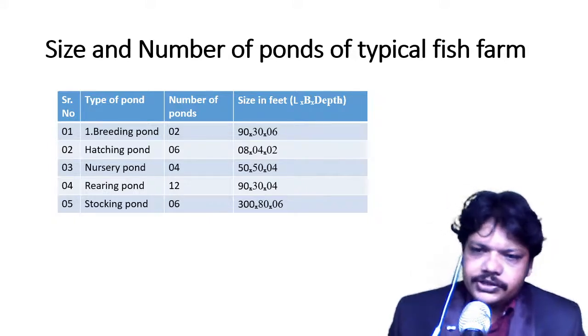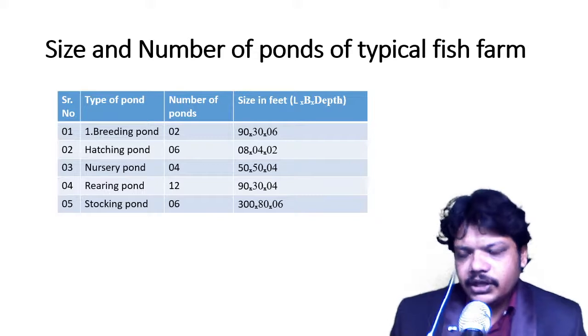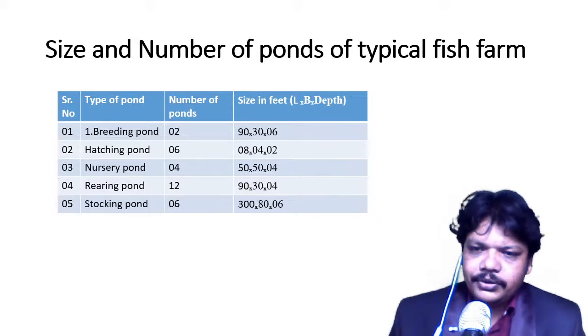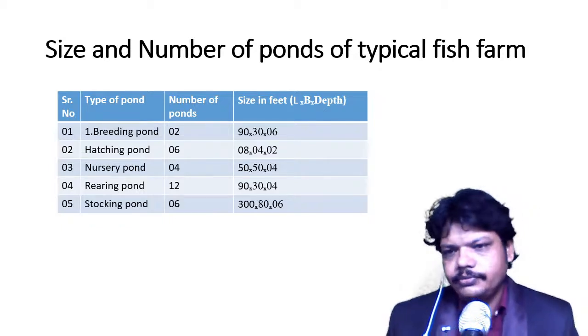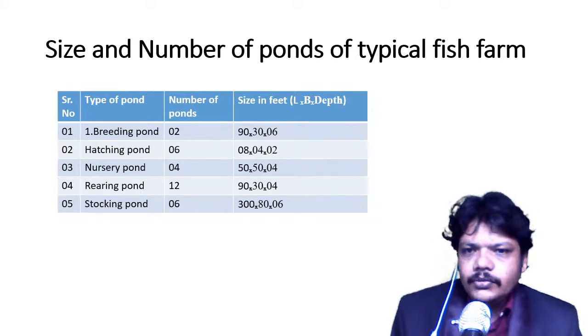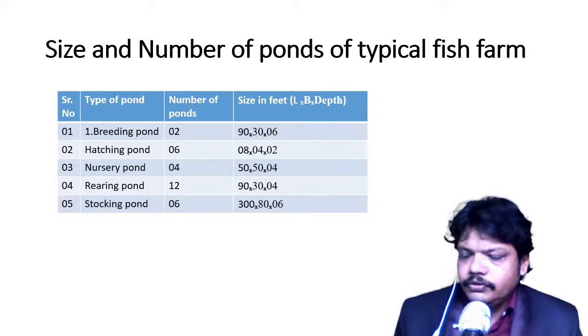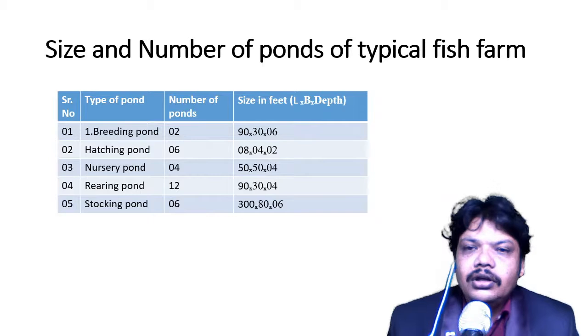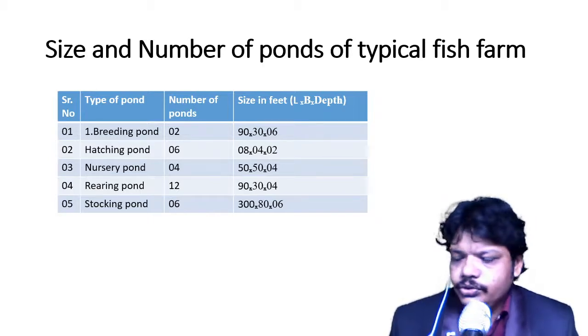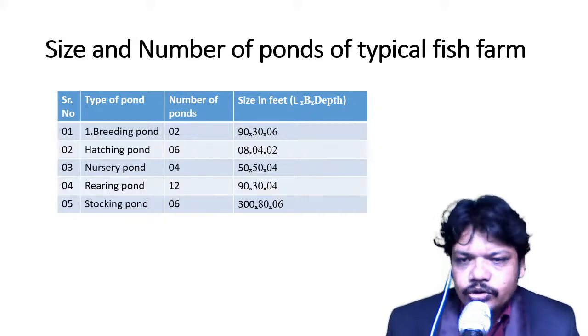Again stocking ponds, 6 in number, we can prepare for our seed production. Their size is 300 by 80 by 6 feet. So in today's lecture we saw the size of fish ponds and some information regarding ponds. In the next lecture we are going to see the next point. So till today we will stop here. Any question you can write in the comment box right now.